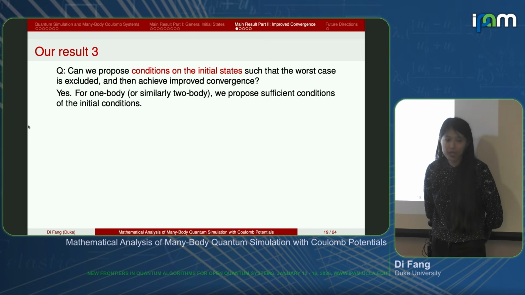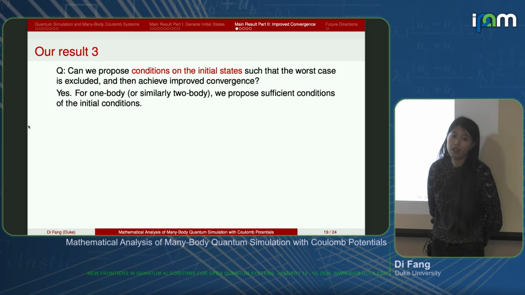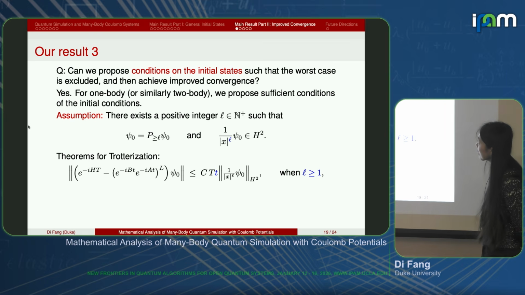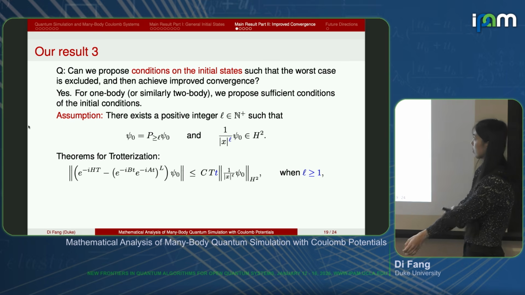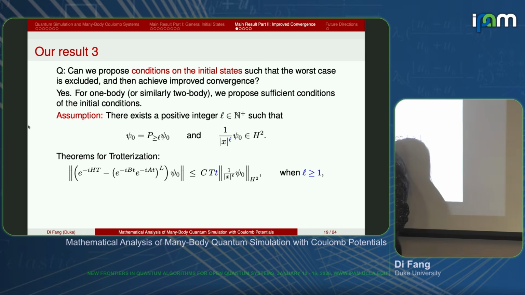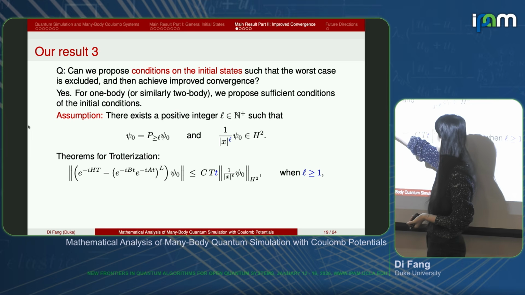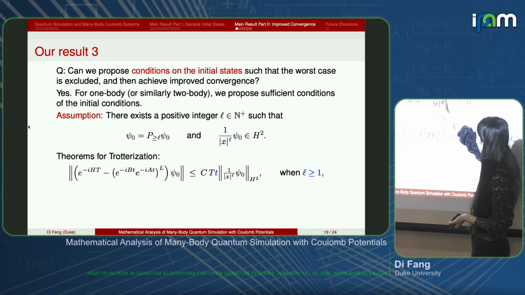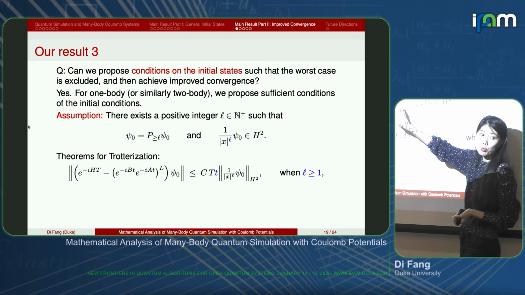We currently have the analysis for one-body or two-body cases. For general n-body, I don't have the analysis yet, and if I cannot prove something, I would prefer not to comment on it. So concretely, this is the assumption we need to propose on the initial state. There is some projection operator floating around, which I will tell you precisely what they are. I'm not defining them for now. But just pay attention to this L. This L needs to be an integer that is bigger or equal to 1.